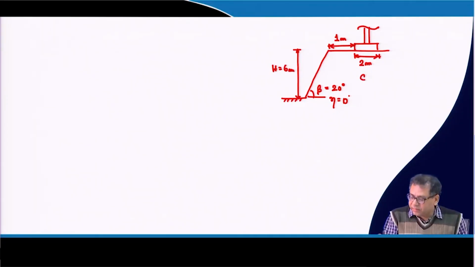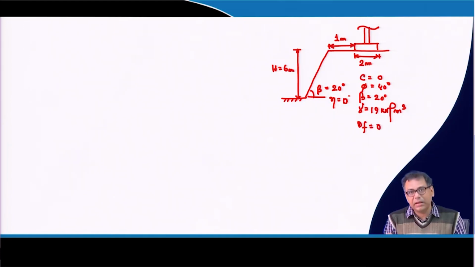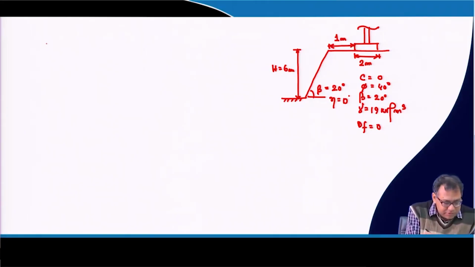So, what properties are given? C is equal to 0, phi value is 40 degree, and beta angle is 20 degree. Unit weight is 19 kilonewton per meter cube, and Df is equal to 0. But remember that Df can be a certain value also, and I have discussed how you can use those charts by using Df. Okay. So, now first I will use the Meyerhof equation, and then I will go for the Hansen and Vesic.